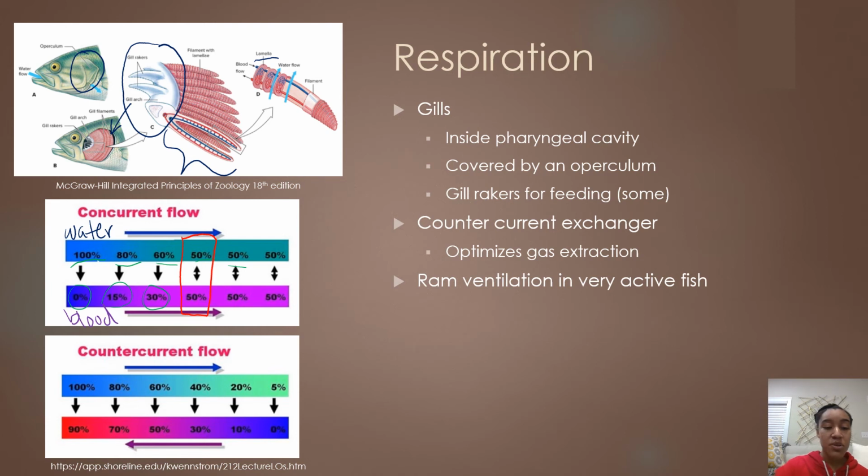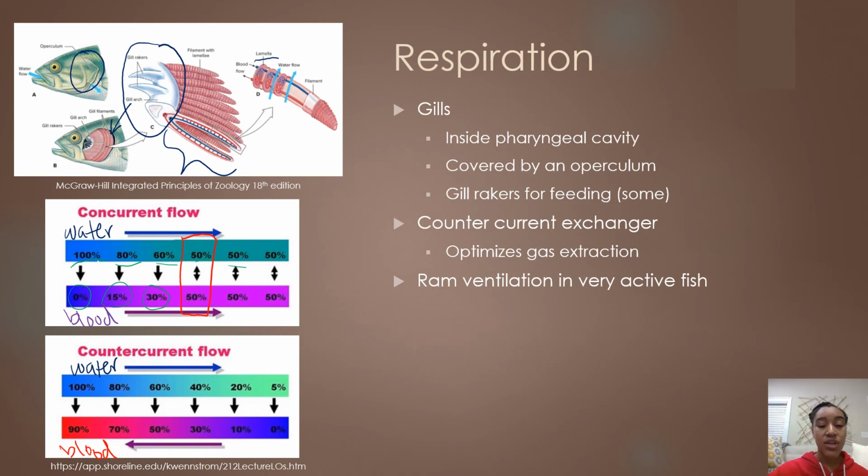So if we're looking at this picture here, we're going to label it the same way we did before. We have our water, and then we have our blood. And so if the water is flowing in the opposite direction of the blood, then the concentration of oxygen in the water is always higher than the concentration of oxygen in the blood. So we're always going to be pulling oxygen out of the water into the blood.